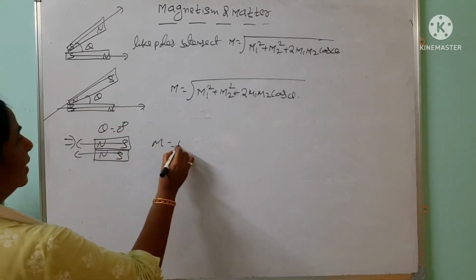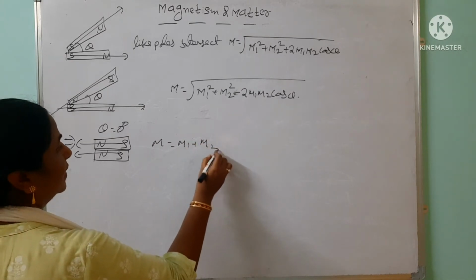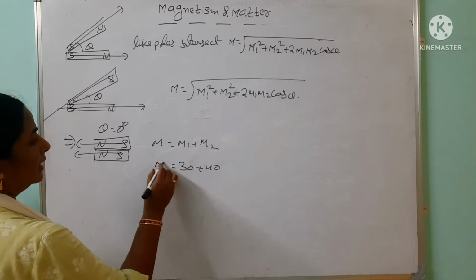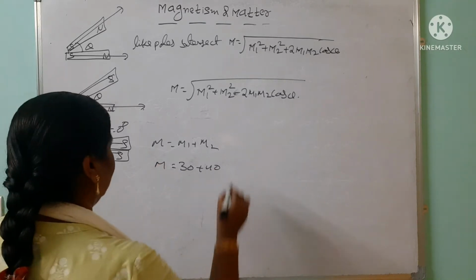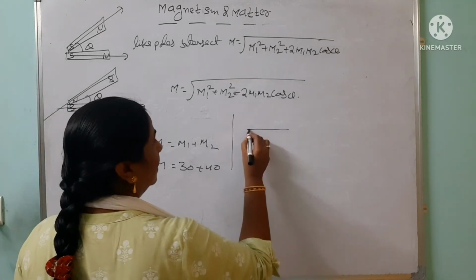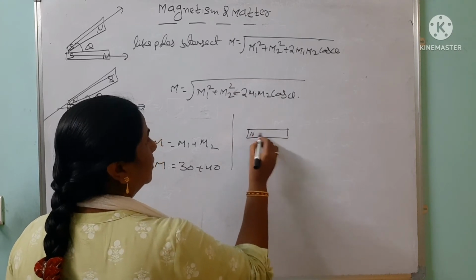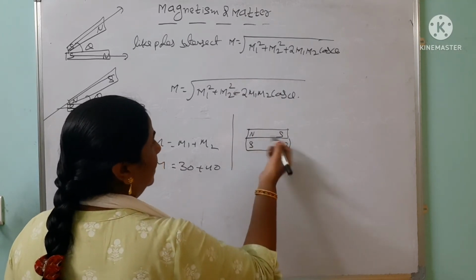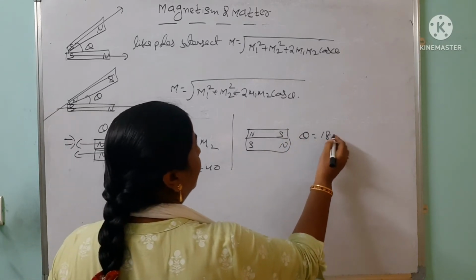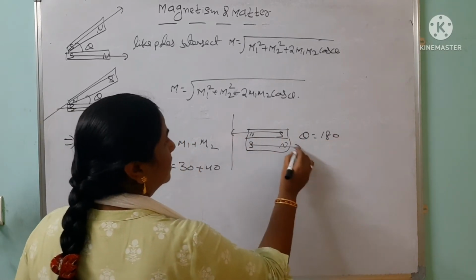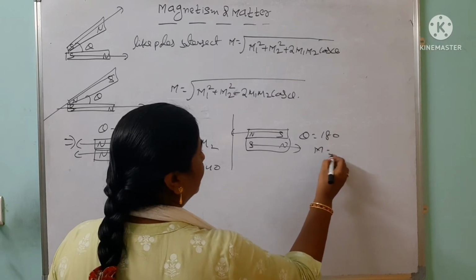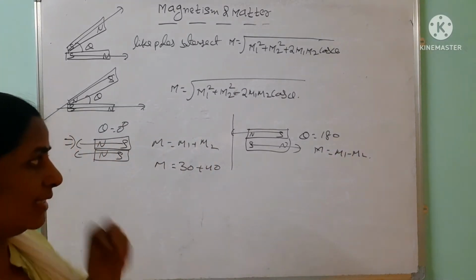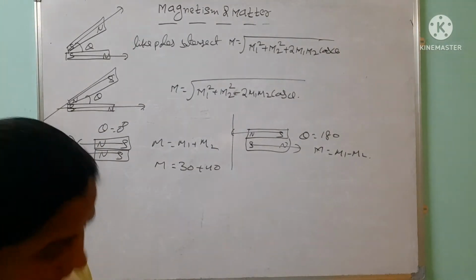M equals to how much? M1 plus M2. Suppose this is 30 and this is 40, then the resultant is 70 ampere meter square. Look at this one also. This is the north pole, south pole, and this is the south pole, north pole, M1 and M2. Here the angle is how much? 180 degrees, south to north and south to north. Here M equals M1 minus M2. Like that we can take it. So this completely belongs to magnetic moment.